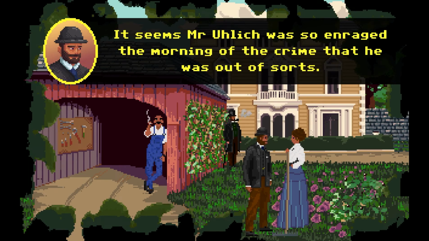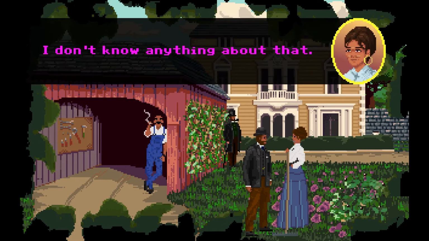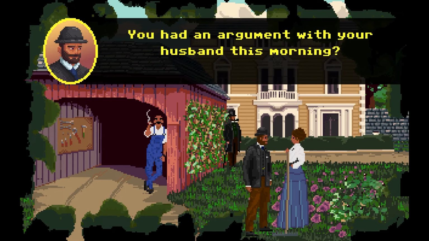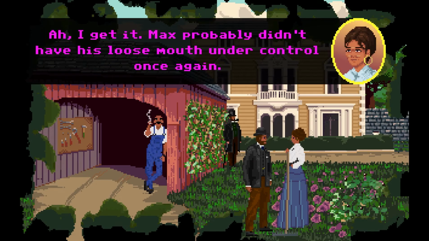Laut Max Töpfer war Eduard Uhlig am Tatmorgen so erbost, dass er ganz wirres Zeug daher redete. He could have been hallucinating. Darüber weiß ich nichts. What do you mean you don't know anything about that? You were there arguing with him. You can't just get away with that. Oh, maybe just this. Sie hatten heute Morgen Streit mit ihrem Ehemann. Woher wissen Sie denn? Ach, ich verstehe schon. Max hatte wohl wieder einmal sein loses Mundwerk nicht unter Kontrolle. I don't think es stimmt, it's an affair.